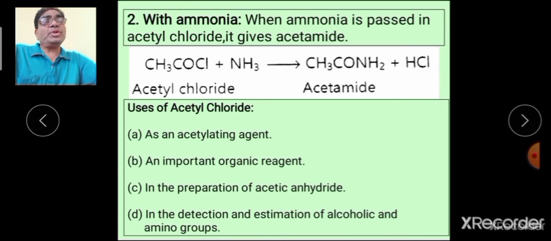With ammonia, when ammonia is passed to acetyl chloride, acid amide is obtained. Uses: first, it is of course an acetylating agent. It is an important organic reagent. It is used in the preparation of acetic anhydride and in the detection and estimation of alcohol and amino groups.